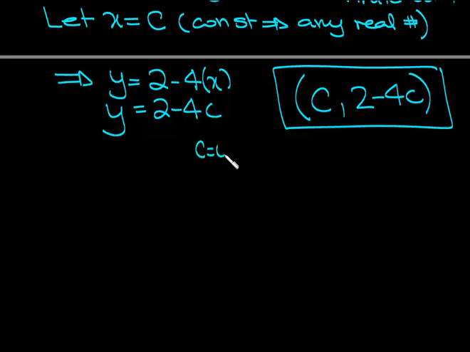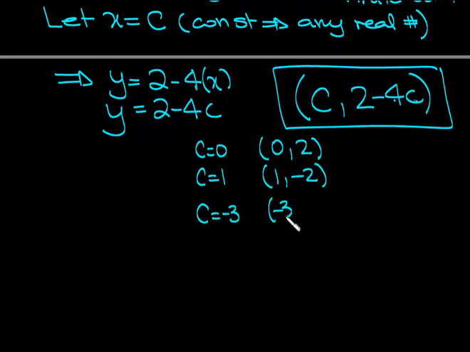For example, if c is 0, my solution would be 0 and 2, because 4 times 0 is 0. On the other hand, if c is 1, my solution would be 1 and 2 minus 4 times 1, which is negative 2. If c is negative 3, my solution would be negative 3 and 2 minus 4 times negative 3, which is positive 12, plus 2 is 14.